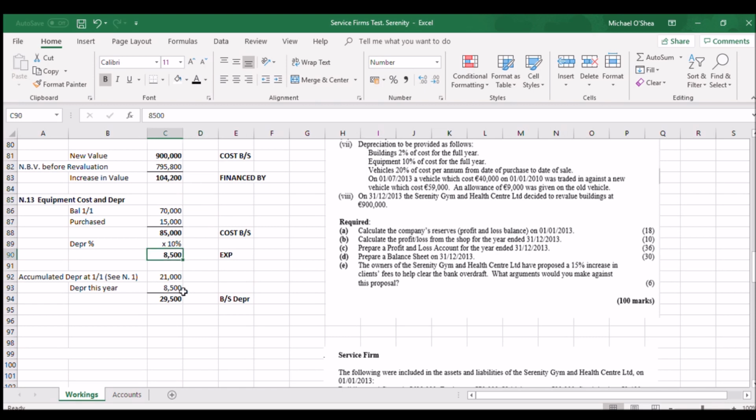8,500. So when I'm doing my accumulated depreciation in my balance sheet, I have the 21,000 which would have dealt at note 1. That's 3 years accumulated depreciation. And I have this year's depreciation of 8,500. So on my balance sheet I have €29,500 as my accumulated depreciation at the end of the question. So that's going to be my cost in the balance sheet, and that's going to be my depreciation in the balance sheet, and obviously then I'll just calculate my net book value.